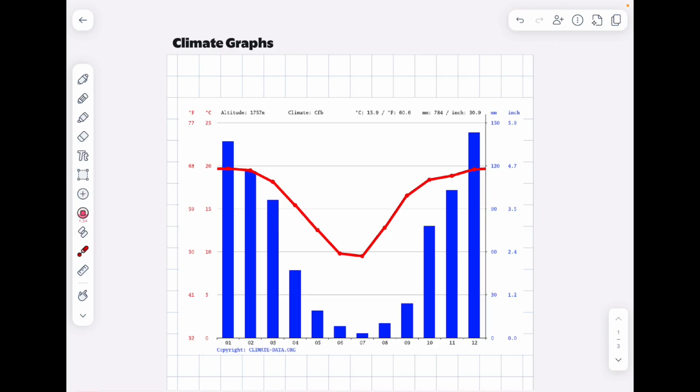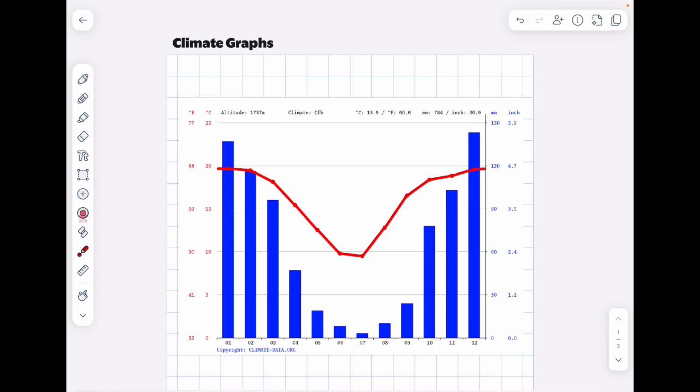And then if we look on the right side here, we can see we've got millimeters, which is our precipitation, all the way from 0 millimeters up to 150 millimeters. Again, that number might be higher in other graphs, depending on where we're looking. And we can also see that this town or city has an altitude of 1,757 meters above sea level, meaning it's that many meters above the sea level. So this place is obviously quite high.